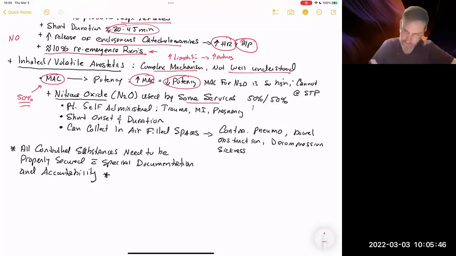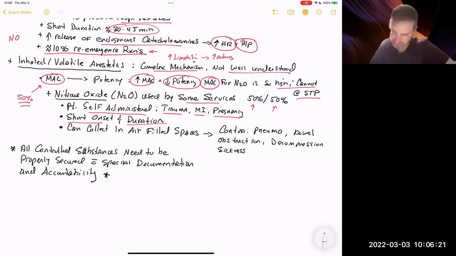It's used by some services. A common one comes as a 50% nitrous and 50% oxygen mixture. It tends to be self-administered by the patient. It's commonly used in trauma, myocardial infarctions, and can even be used in pregnancy. Very rapid onset, very short duration of action, very safe, and the MAC for nitrous oxide is so high that you cannot reliably get to surgical anesthesia at standard temperature and pressure conditions.